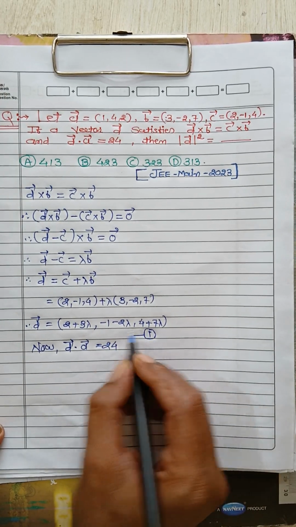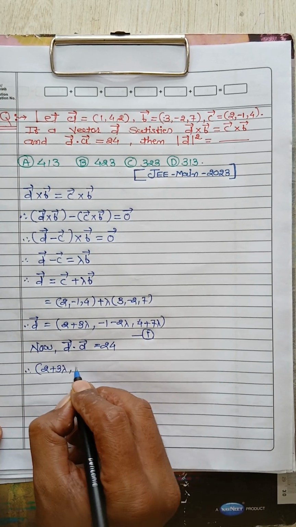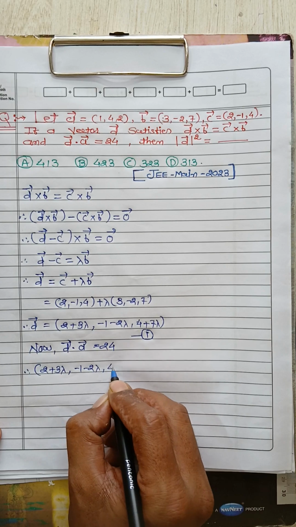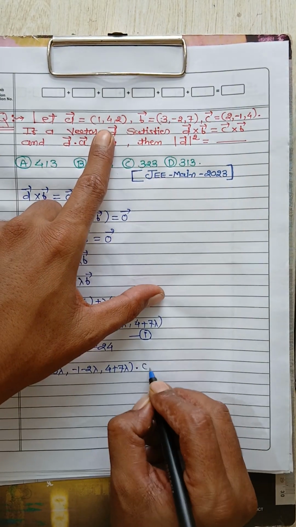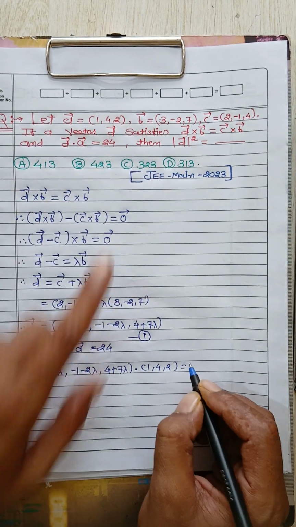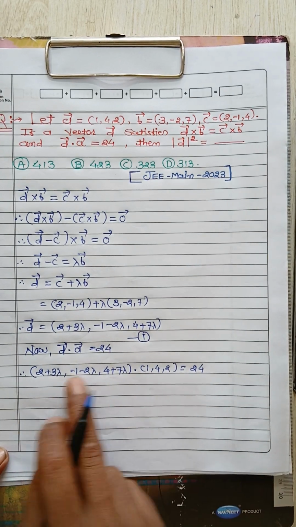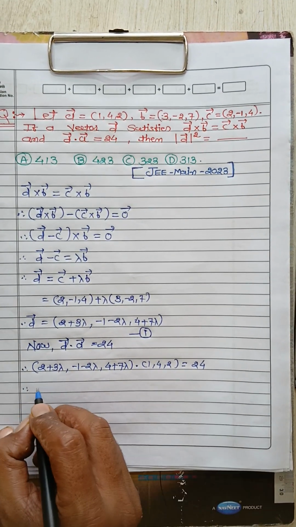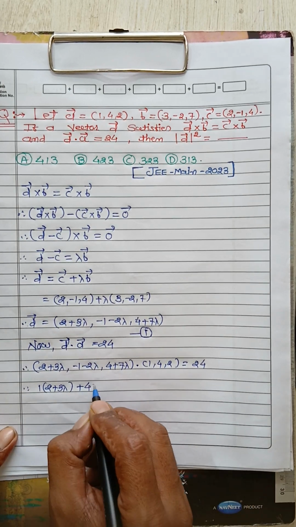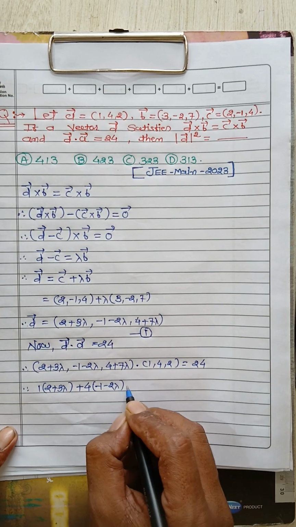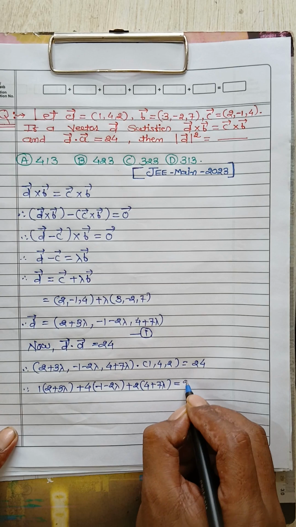From equation number 1 we can write vector D (2 + 3 lambda, -1 - 2 lambda, 4 + 7 lambda) dot vector A, which is given in the question as (1, 4, 2), and is equal to 24. So now by dot product of two vectors we can write that 1 into (2 + 3 lambda) plus 4 into (-1 - 2 lambda) plus 2 into (4 + 7 lambda) is equal to 24.